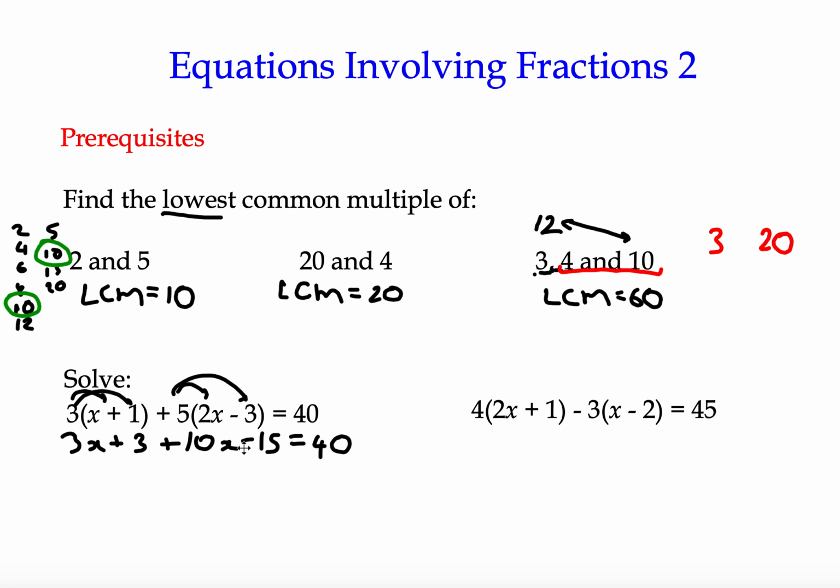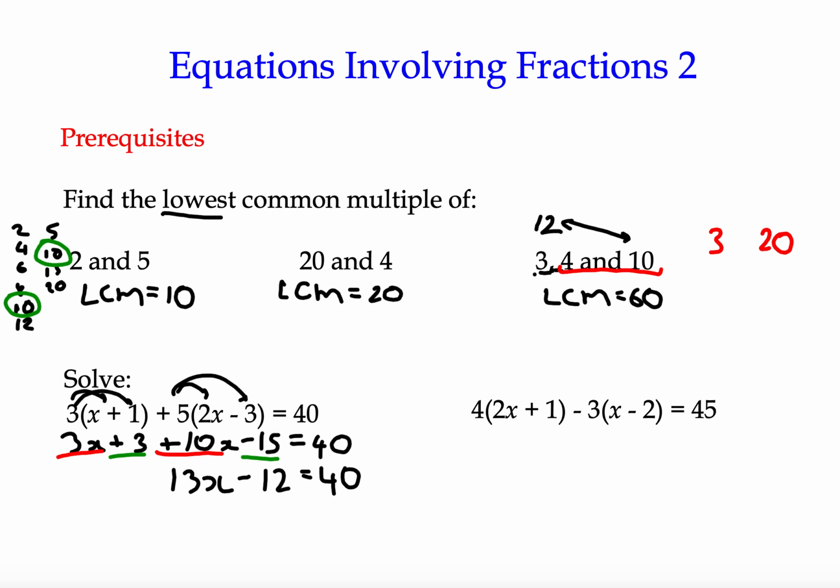I can simplify the left hand side. I can gather together my x terms, just be careful. Positive 3x plus 10x, they're both positive. Positive 3x, positive 10x is 13x. I can do the same with my number terms. What have I got? I've got positive 3 and I've got negative 15. So 3 subtract 15 is negative 12. So I've got 13x minus 12 equals 40.